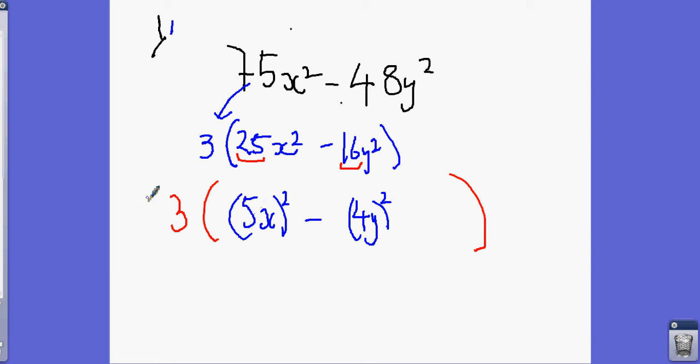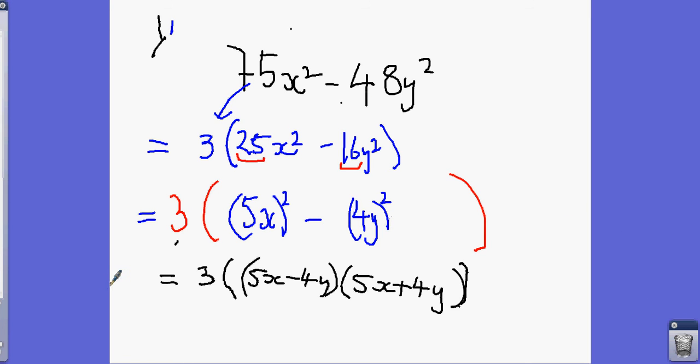So now we have this written out. The 3 is still there, of course, you're never going to lose it. Each line we're writing down, this expression is the same as this expression, is the same as this expression. We write them on 3 separate lines so we don't confuse our expressions with equations. So we have 75x squared minus 48y squared is the same thing as 3 times 25x squared minus 16y squared is the same thing as 3 times (5x) squared minus (4y) squared.